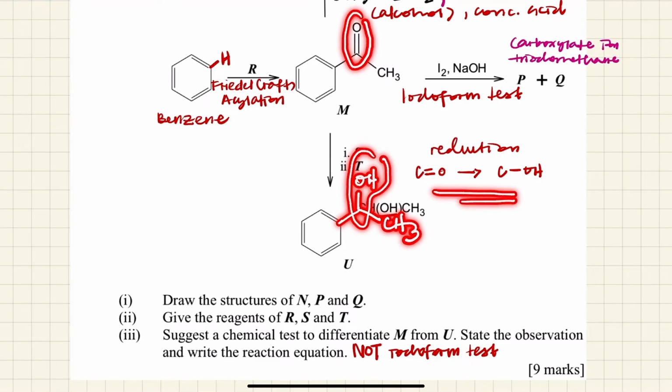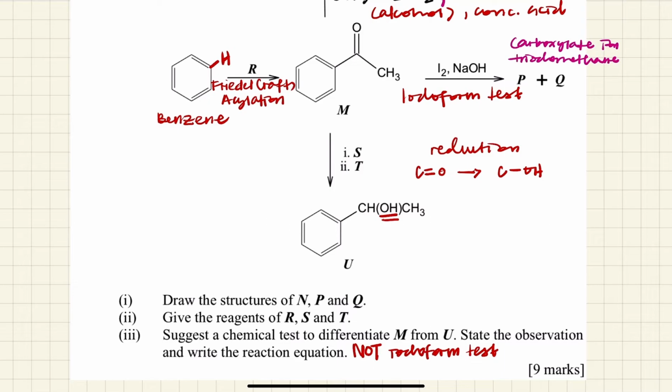So what happens to your oxygen here? Your oxygen has gained a hydrogen atom. So this is your reduction reaction, because they gain hydrogen. It is being reduced. So what reagents can you use for reduction of your ketone? You have to remember those. So that's the second question.